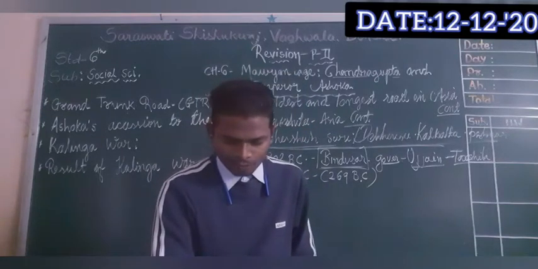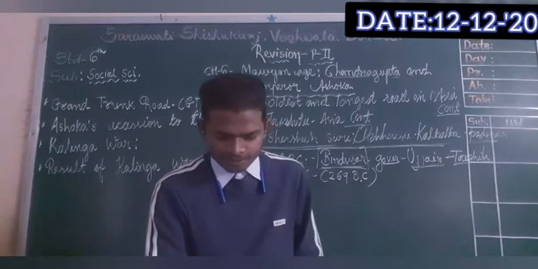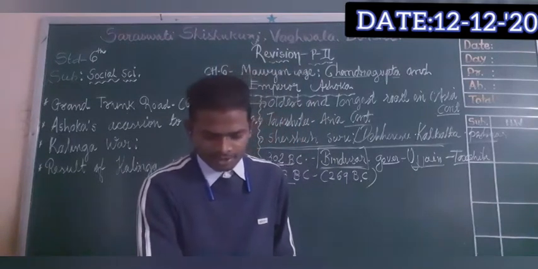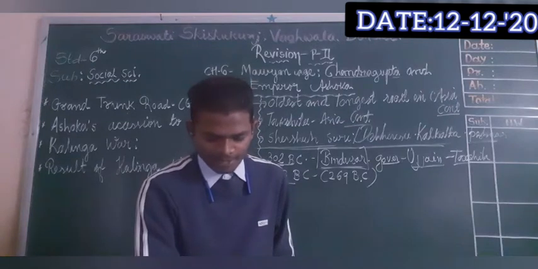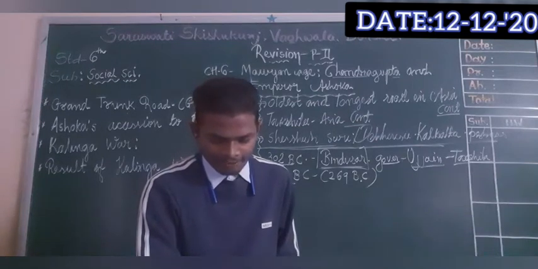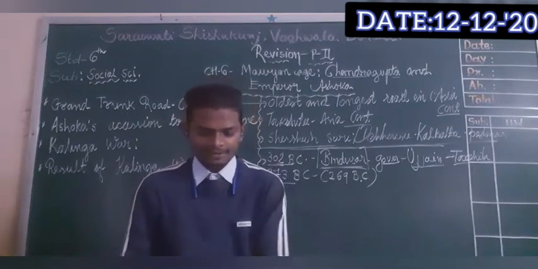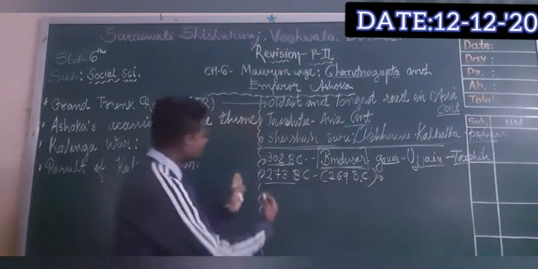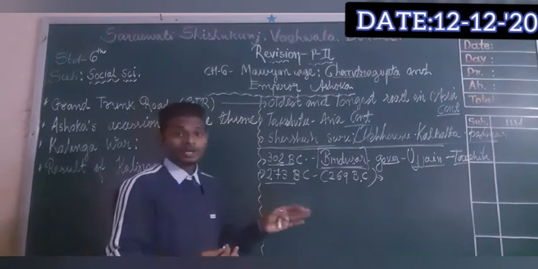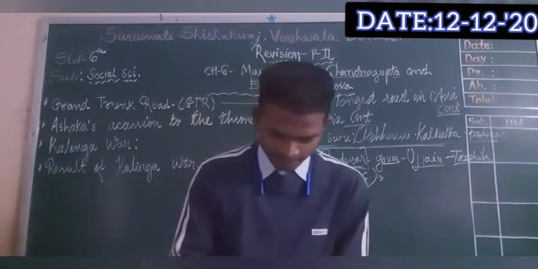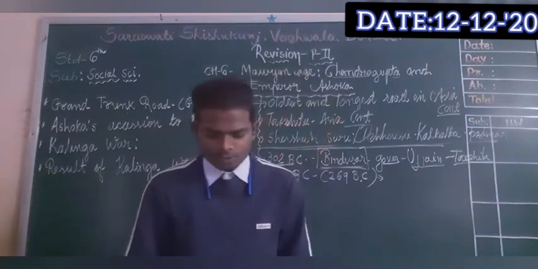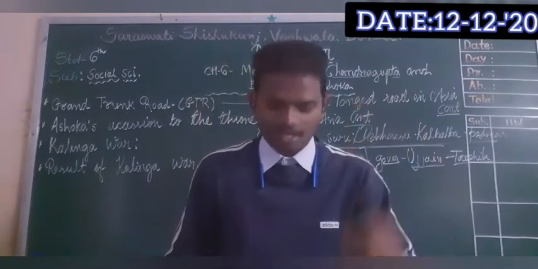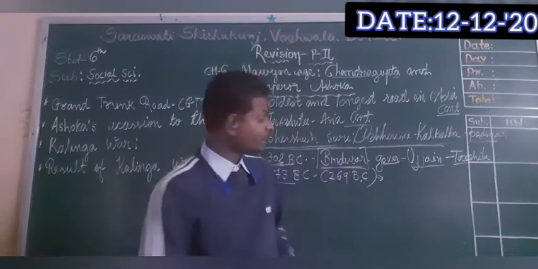Probably the delay of 4 years was due to the war of succession in which Ashoka defeated his elder brother Susima and assumed the title of Devanampriya, the beloved of God. So what happened during these 4 years? He defeated his elder brother Susima and assumed the title of Devanampriya.